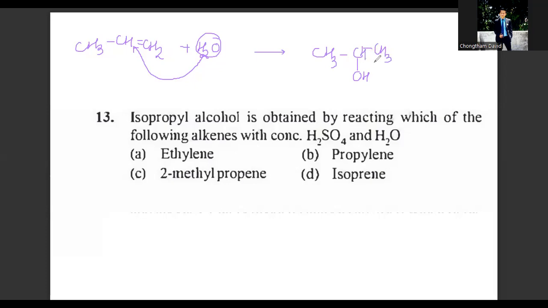Right, this is your propan-2-ol. Isopropyl alcohol is another name for this propan-2-ol, the common name. So the answer for this will be, it starts from propene. So the answer will be B. The other name of propene is propylene. Okay, good. Let's move to question number 14.